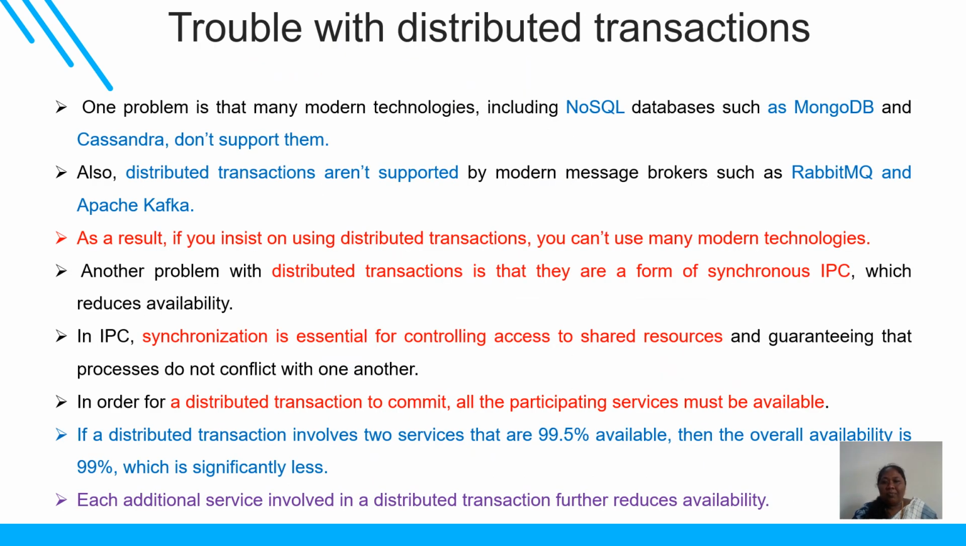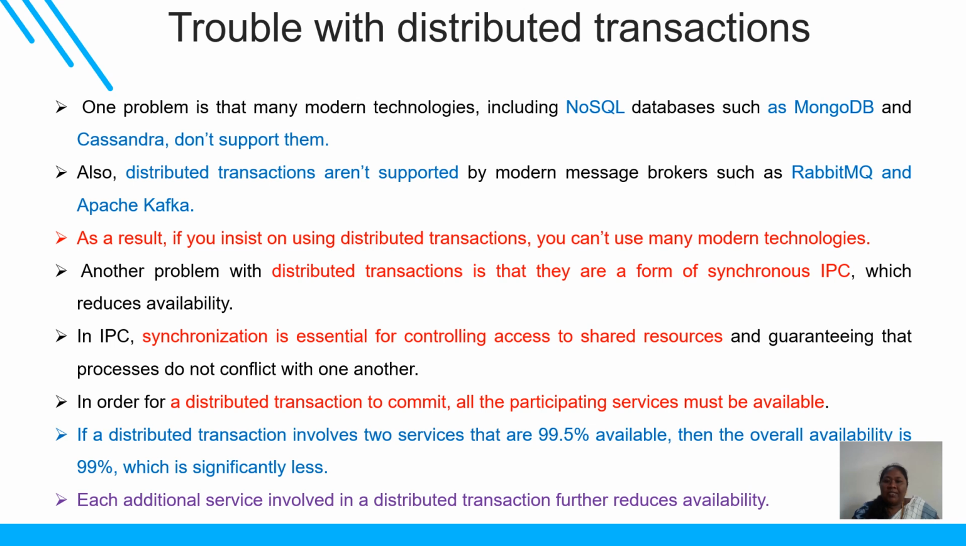But there are some problems when you perform this kind of distributed transaction style, because distributed transactions are not supported by different databases like NoSQL, MongoDB and Cassandra. Then how can you implement this kind of distributed transaction architecture?